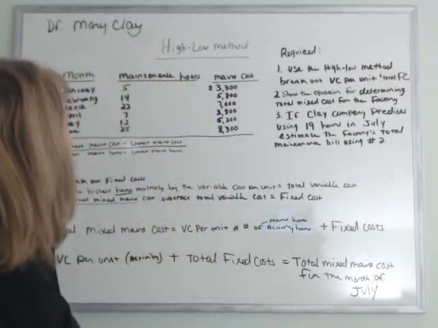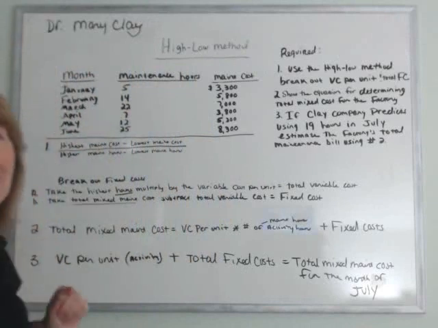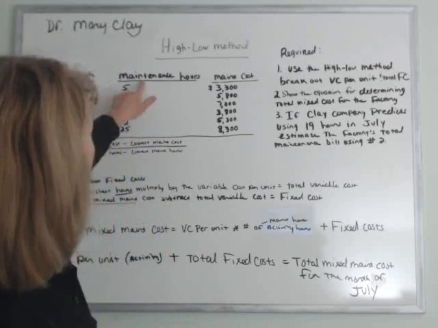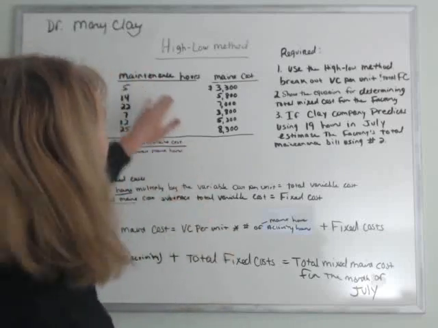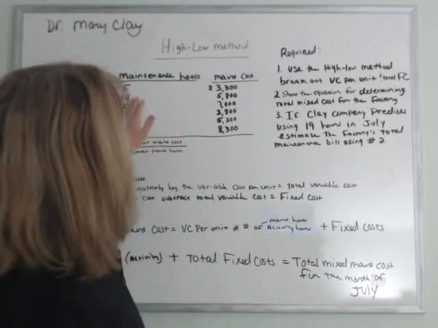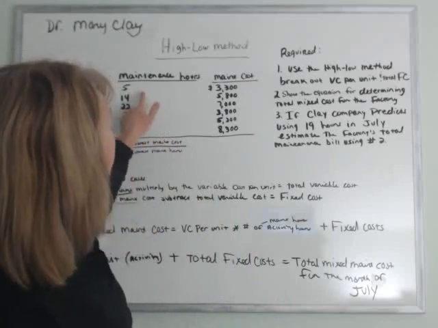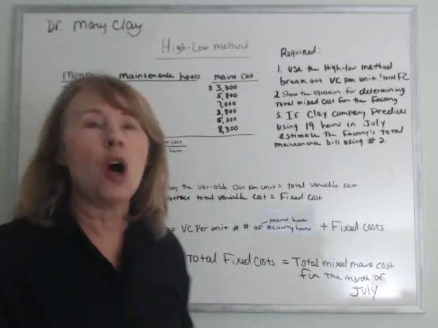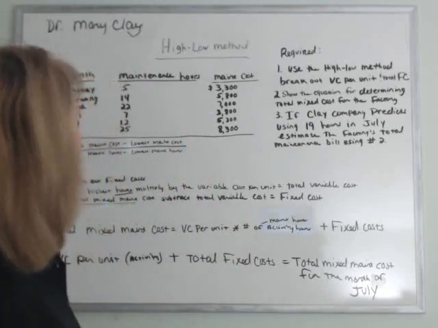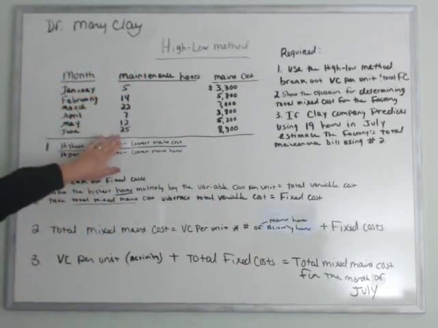All right, so the high-low method is used to break out the highest activity. Now remember that activity is what we're focusing on. In this particular problem, it's maintenance hours. Be careful with this method. You could actually have a low activity and the cost could be different. So you're always looking at the lowest activity. Focus on that. All right, so this particular problem, the high activity is 25.